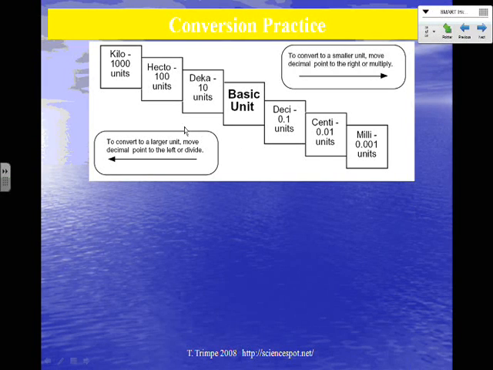Now, make sure you have these numbers written down as well. The 1,000 units means that kilo is 1,000 units of a basic unit. 100 units, 10 units. Now, let's go down here to deci. Deci is 1/10 of a basic unit. You can write the decimal as shown, or you can write it in fraction form, the 1 over the 10. Centi, 1 over the 100. Milli, 1 over the 1,000.